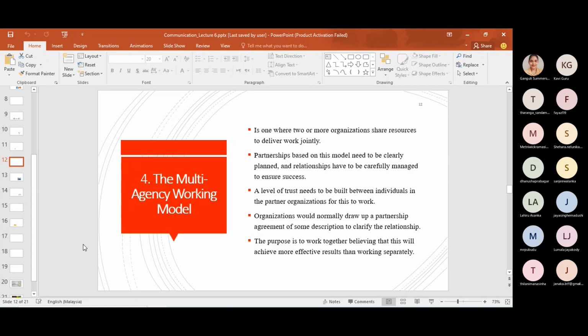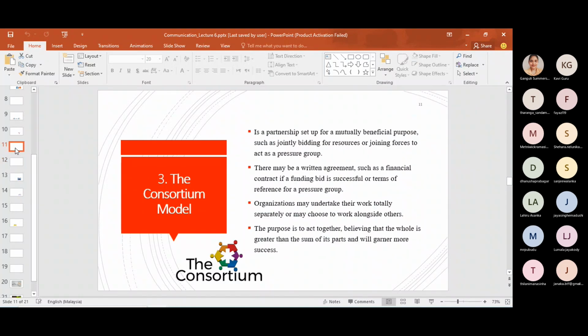And as we discussed earlier, there should be mutual respect and a mutual level of trust between the partners for the partnership to work out. And in this model also, we believe that it is always better to work together rather than working separately. So this belief is common to both the multi-agency working model and the consortium model.